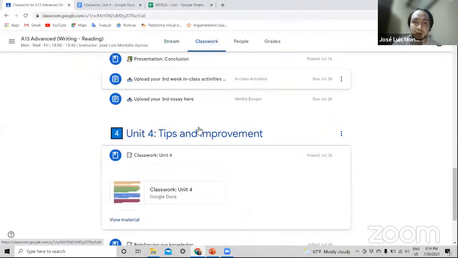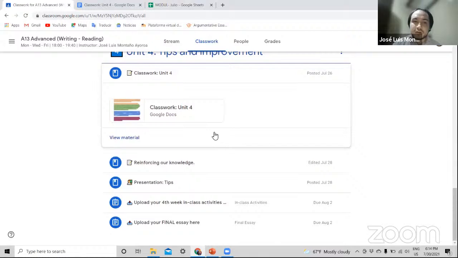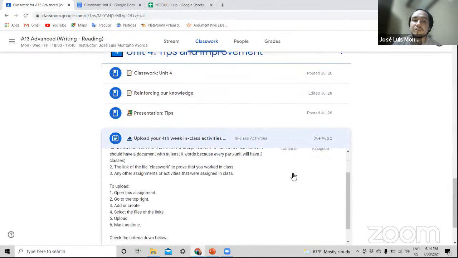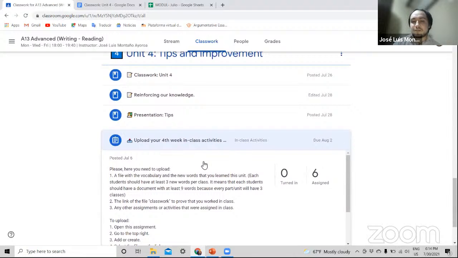I'm just going to remind you very quickly what you need to do for Monday. As always, you need to complete the in-class activities, the things that we always do. It means that you should work on the 9 words for the vocabulary with the definition in English. You should show me that you worked on the classwork file that we have. It means the 4 units.